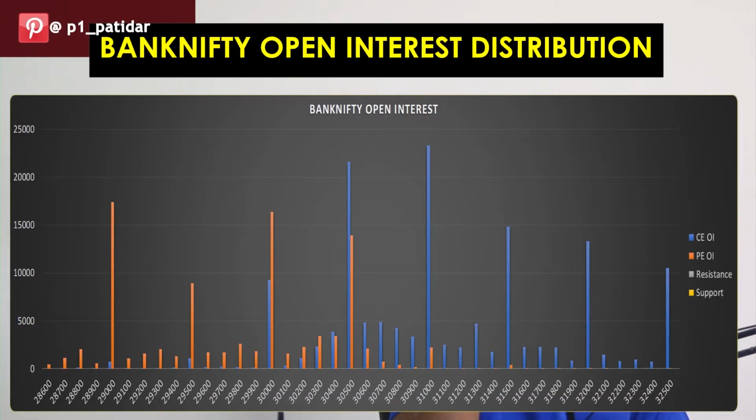Well, here the support is at 29,000 and resistance is at 31,000. Here the picture is a little bit different. It means people are expecting that Bank Nifty will not move higher, above 31,000. It might move a little bit, but it will not move much. That's what people are expecting, and they are expecting that Bank Nifty will move down.